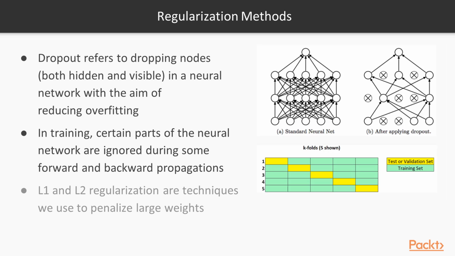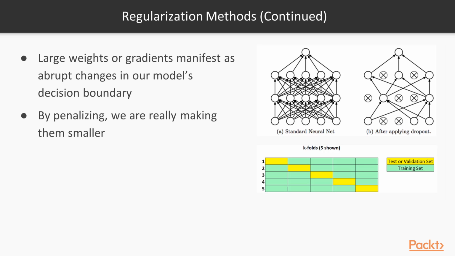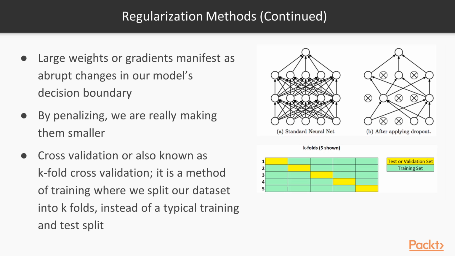Now, there's also something called L1 and L2 regularization, which are applied in many other machine learning algorithms as well. What they do is penalize very large weights on our nodes so that we don't have extreme responses to certain input data. Also, we can look at cross-validation, also known as k-fold cross-validation, which is a method of training where we split our data into a number of folds and train on them and then test on another fold here.